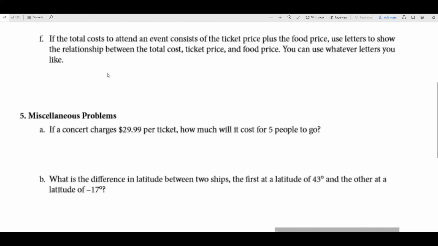Okay, so you should have something to the effect of T. I'm afraid to write because my computer had a fit. Okay, so T, and you can use any letter, but this is how it should have been. So T, which would equal the total cost to attend the event, equals P, which would be the price of the ticket, plus F, or whatever you wanted to use for food. That should be what you have written, something to that effect. You could use any letter as long as you have something equals something plus something. That would be your equation.